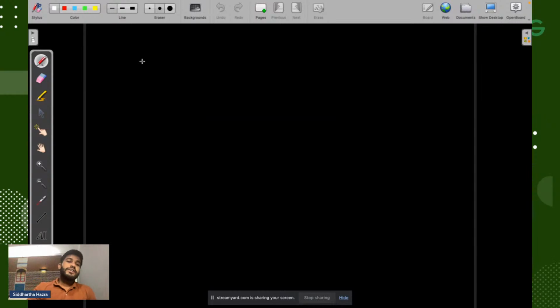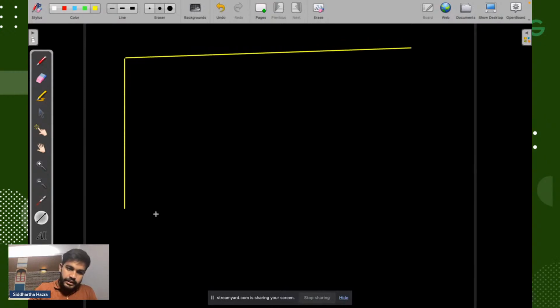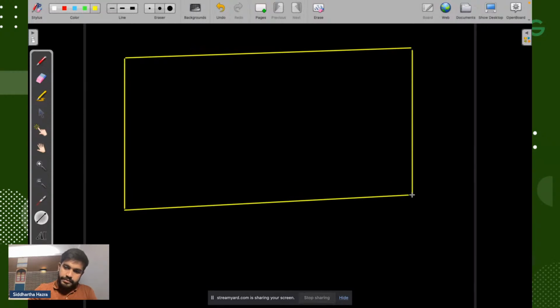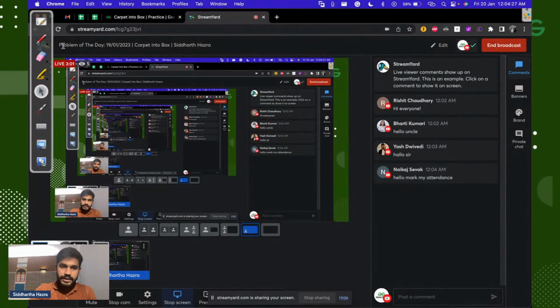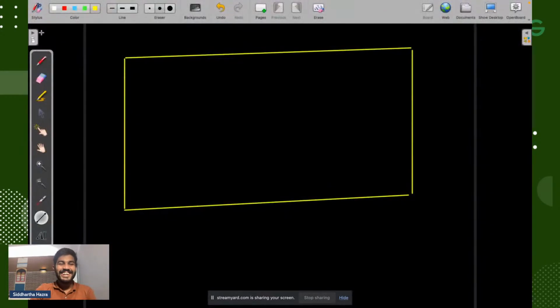Okay, so here you see, suppose you are given a rectangular box itself. So I won't do the 3D diagram of it. Okay, fair enough. So let me just see if I'm visible or not. Yes. Hi Nakaj, done. Okay, so fair enough.